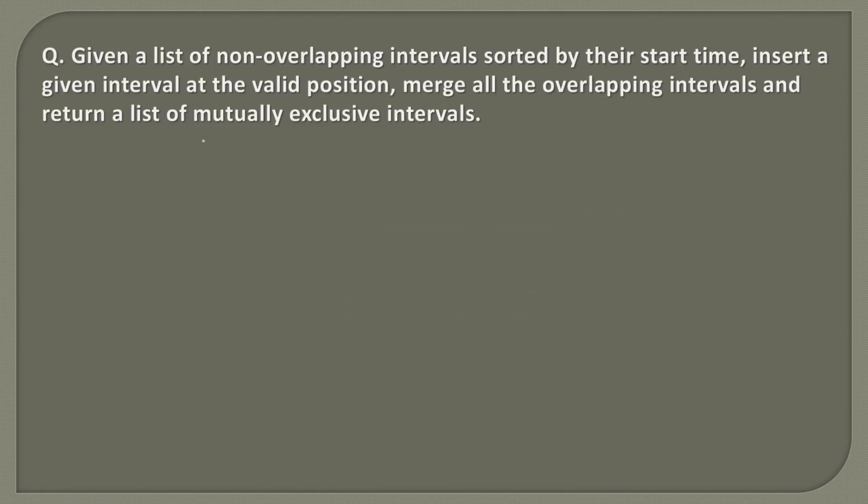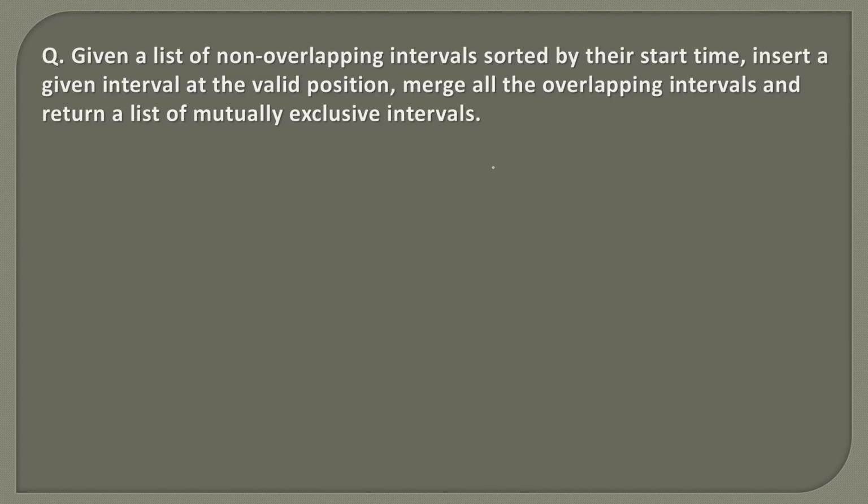So in this problem, we are given with a list of non-overlapping intervals which are sorted by their start time. We are also given with an interval which we need to insert into the list at a valid position in such a way that if that interval overlaps with any of the intervals which are given in the list, then we have to merge all those intervals and return back a list of mutually exclusive intervals, which means we need to return back a list of intervals which are different and non-overlapping.